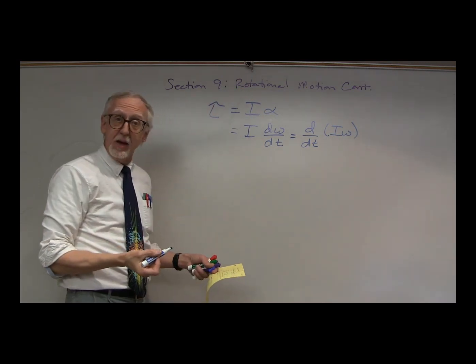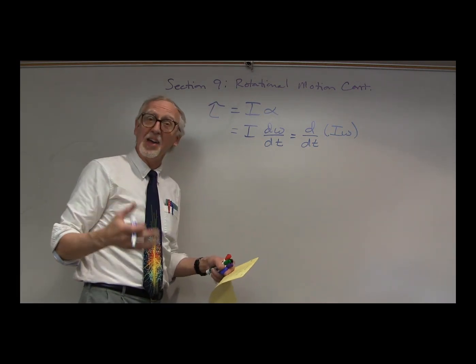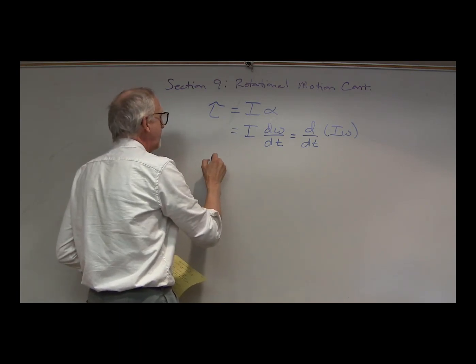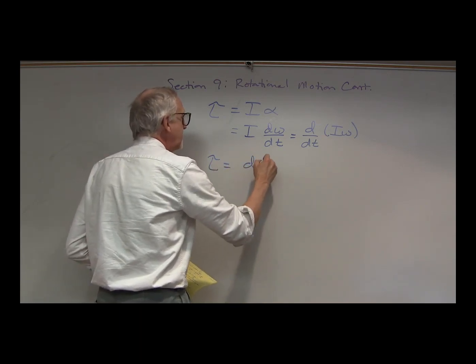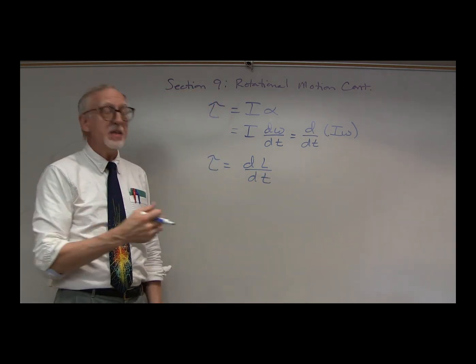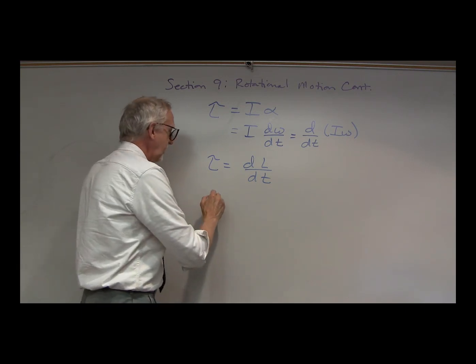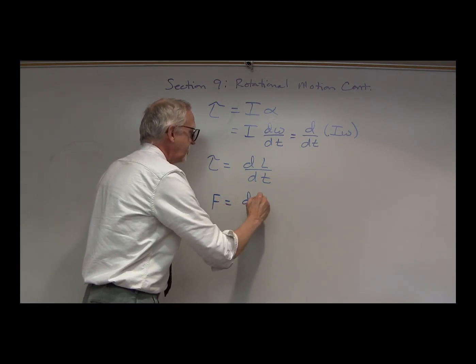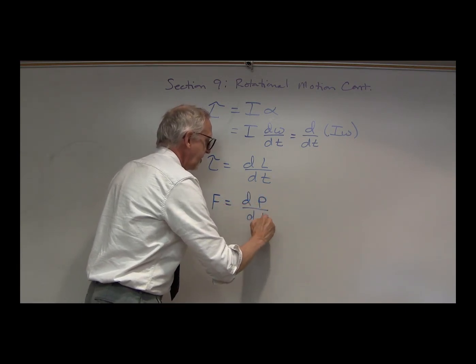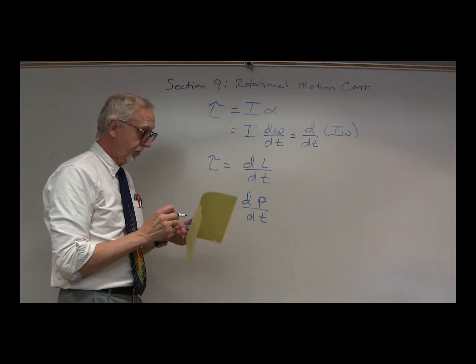But what is I omega? That's what we just defined as the angular momentum. So what do we have? We have tau equals dL dt. The torque is the time derivative of the angular momentum. And this looks very much like the force is the time derivative of the linear momentum. Well, that's very, very useful.